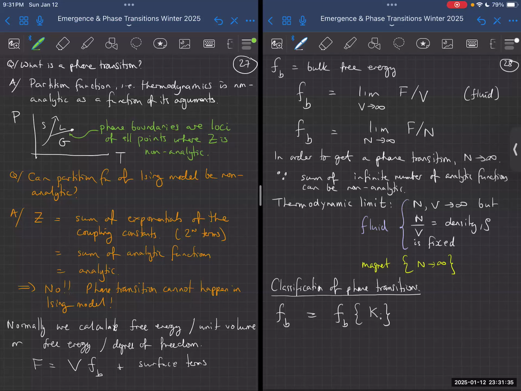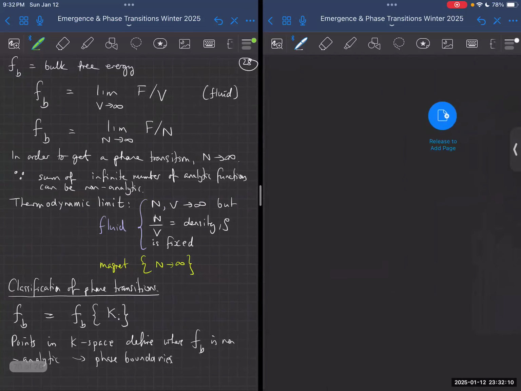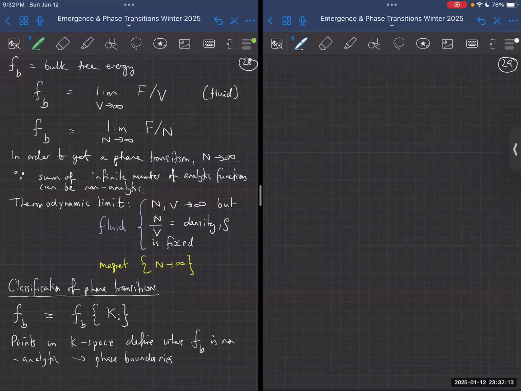So the points in coupling constant space define where FB is non-analytic, that gives us the phase boundaries. Okay, so the next thing is we can ask about what are the properties of the bulk free energy.